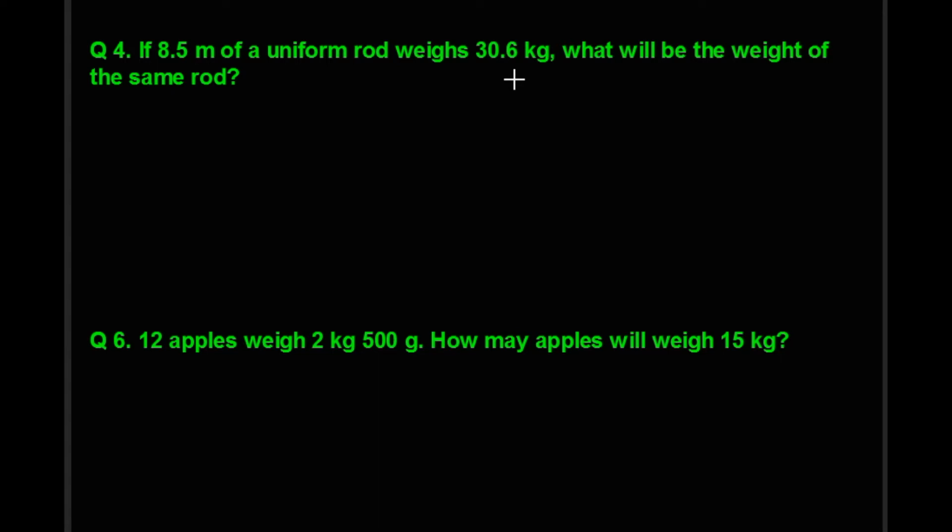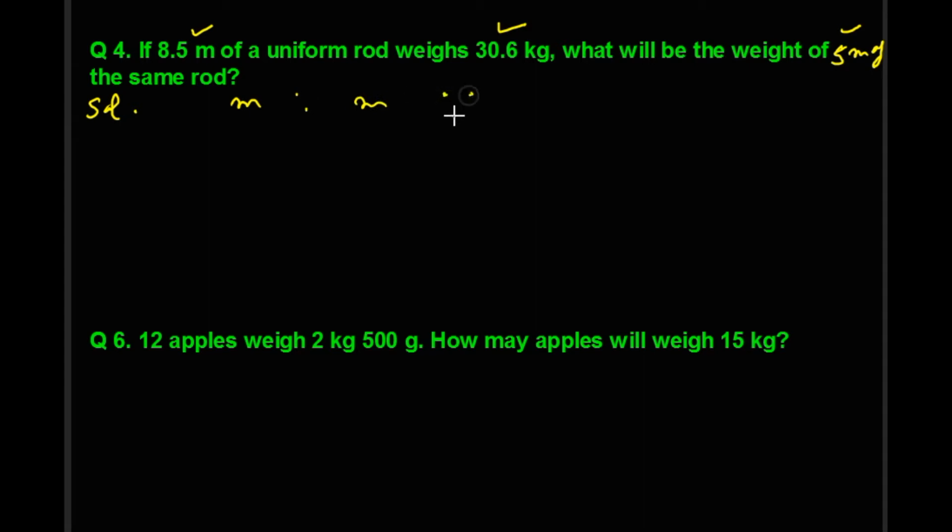If 8.5 meters of a uniform rod weighs 30.6 kg, what will be the weight of 5 meters of the same rod? So here two things are given, meter, and weight is 30.6 kg. So we will write here in the solution.